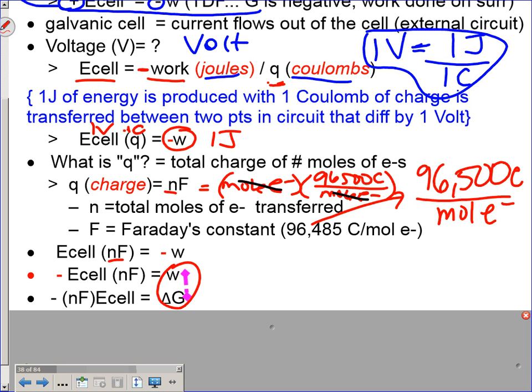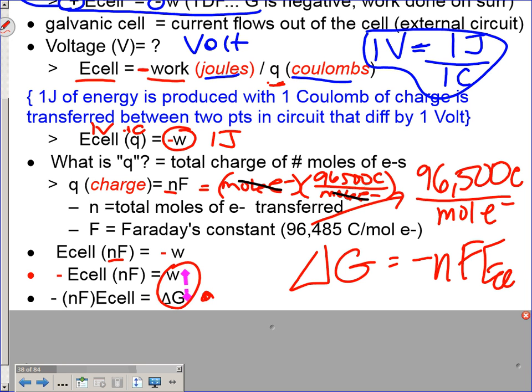Do you recognize this bottom equation? Yes, part 3, but delta G is equal to negative nFE. What else did delta G equal for us back with equilibrium?